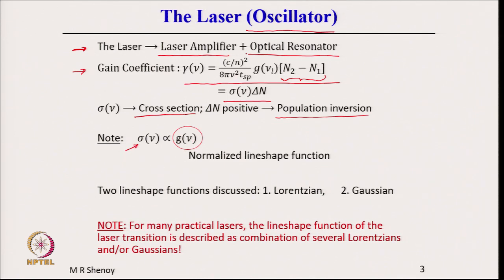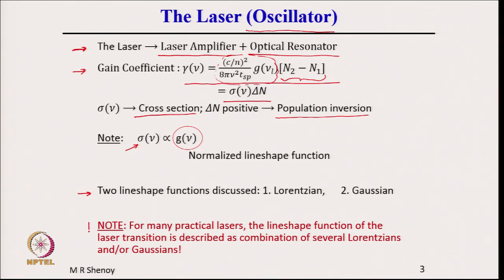Here sigma of nu is all this term here. It is proportional to G of nu, and G of nu is the normalized line shape function. In particular, we have discussed 2 line shape functions in detail, the Lorentzian in homogeneous broadening and the Gaussian due to inhomogeneous broadening. We had taken the example of Doppler broadening in particular.